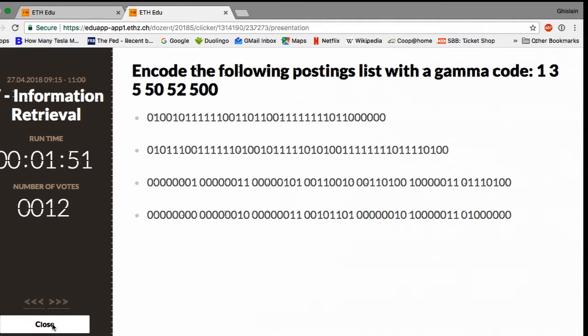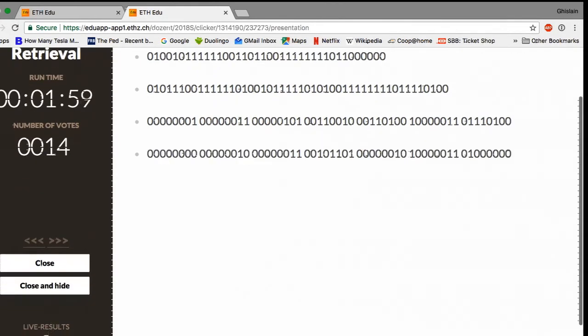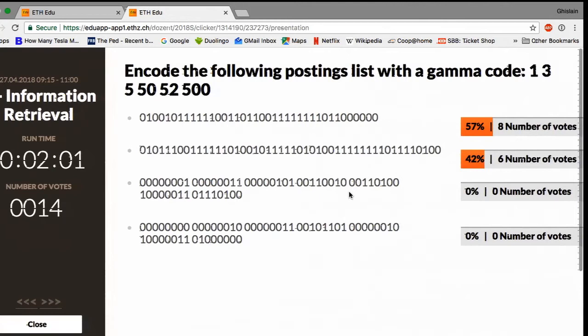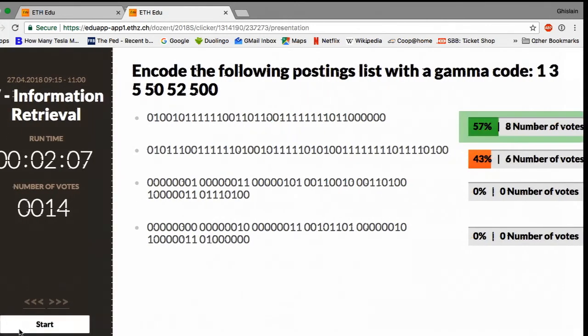Who needs more time? Can you raise your hands if you need more time? Anybody? Okay, so let me show the answer. You can still answer. It's just live results. Yes, I'm very happy about that because now you got this right. You remember the gaps? You need to compute the gaps. So you encode the first one, but then what you encode is the gap between 1 and 3, which is 2, and then between 3 and 5 is 2 again, 50, and so on.